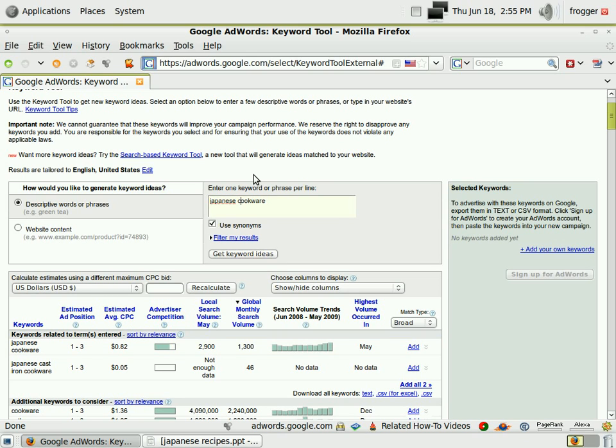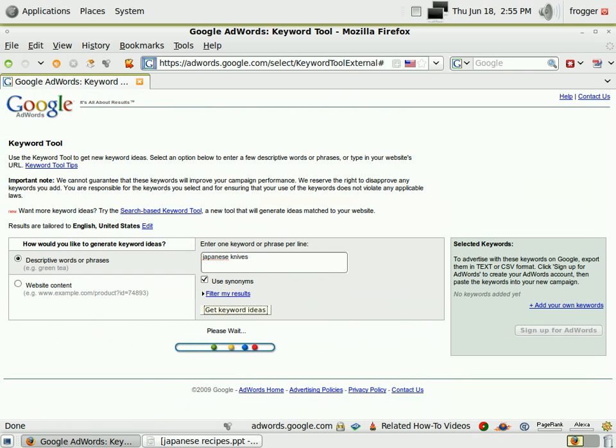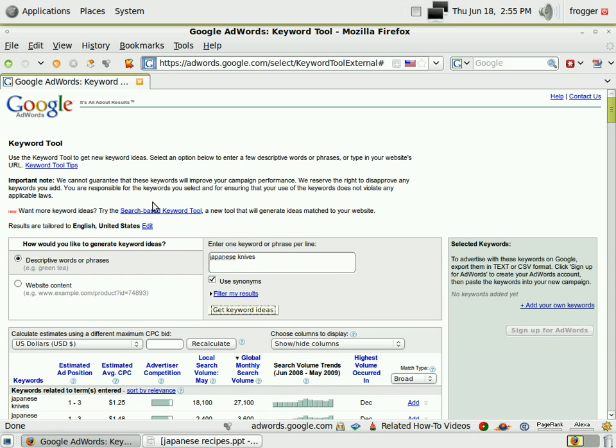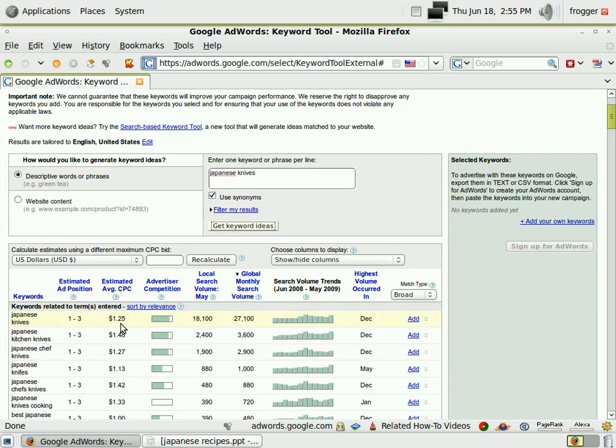And Japanese knives. This is probably going to be less traffic than 2,900, but a much more expensive keyword. That's $1.25, and a lot of traffic, 27,000. But then we can make a category, Japanese knives, and then underneath that we'll make articles on Japanese kitchen knives, Japanese chef knives, and these are pretty expensive keywords. Not super expensive, but there's a lot of money in Japanese knives. As you saw, we have some expensive Japanese knife sets.